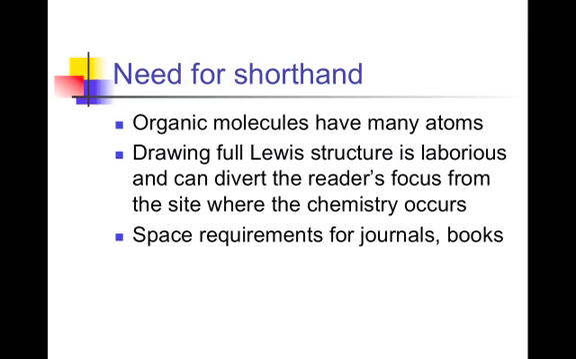First, it's important to talk about why this shorthand notation that we use in these contexts is important. Organic molecules have many atoms. If we had to draw the full Lewis structure, including every carbon and every hydrogen in the entire molecule, you would find that it's a very laborious process and that it's fairly easy to miss the forest for the trees. That is to say, there are so many atoms in so many different places that you're just not going to be able to know where you should focus your attention. And also, these kinds of drawings take up a lot of space, and in journals and books it's important to try and keep things fairly compact.